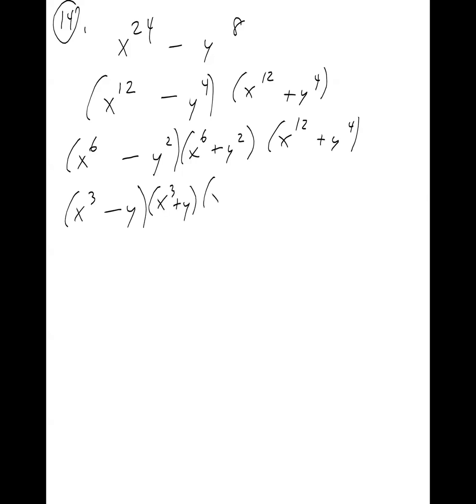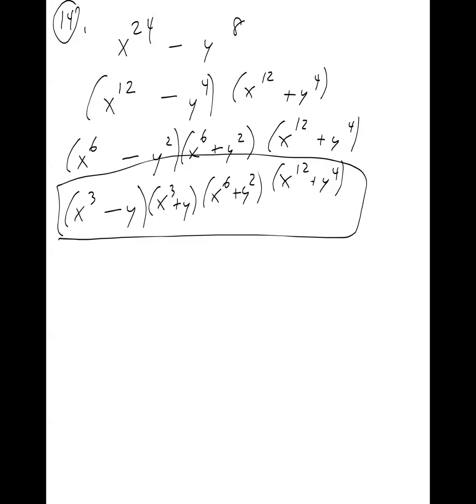But everything else in the equation that already has a plus sign cannot go any further because it's prime. So the answer is x to the third minus y times x to the third plus y times x to the 6th plus y squared times x to the 12th plus y to the 4th. And then let's go ahead and clear the page and do number 15.